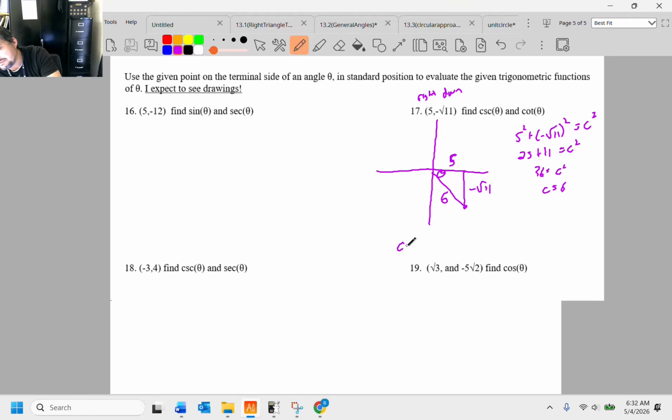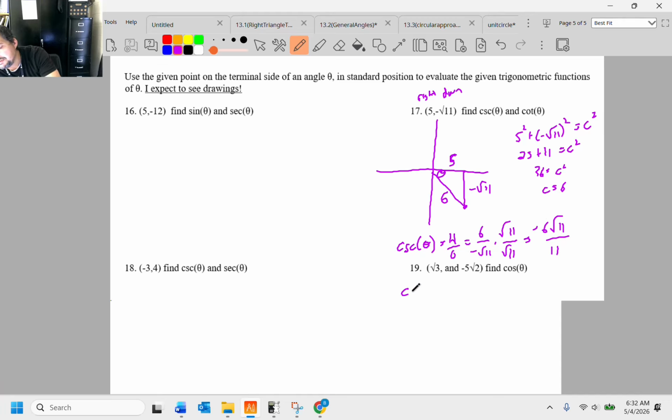Next up, we're tasked with finding the cosecant of theta. Cosecant is Santa's favorite ratio, hypotenuse over opposite. That's 6 over -√11. We clean it up by multiplying the top and bottom by √11. We get 6√11 over 11, and she is negative because we had a negative over a positive.